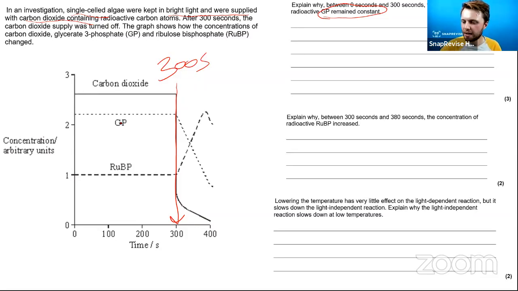Why is my GP staying constant, right? Why is this guy over here staying constant? Can anyone think of a reason? So if there's loads of carbon dioxide, think about what GP is getting turned into. Okay, so again, I would always draw this out.